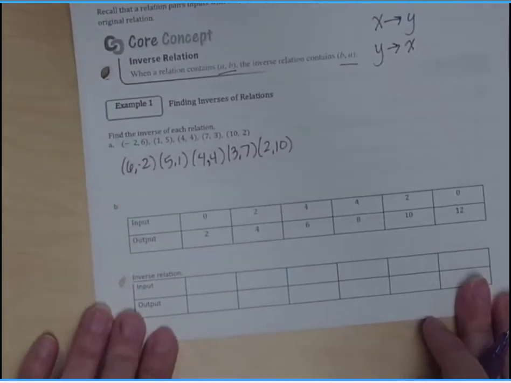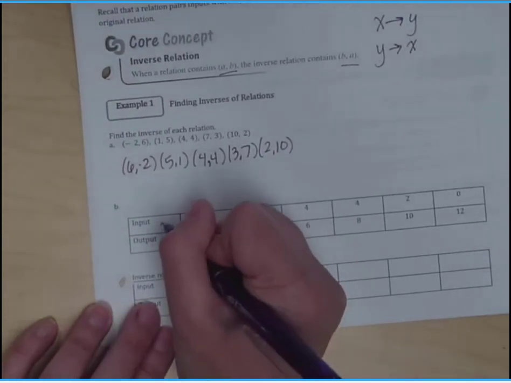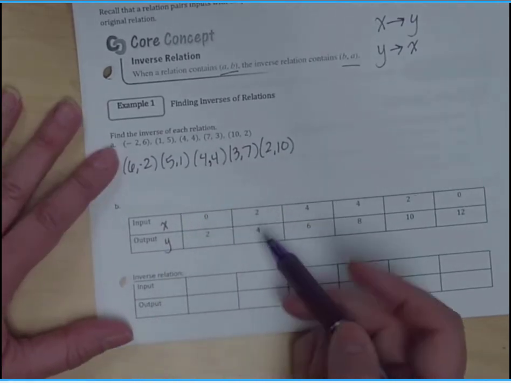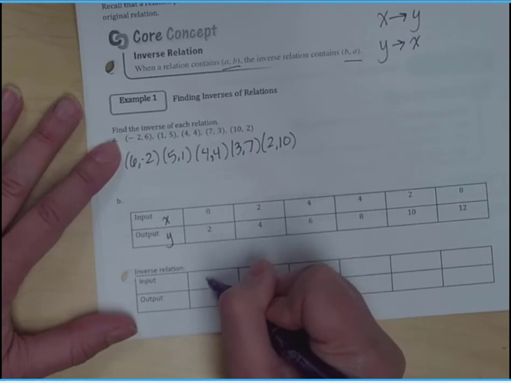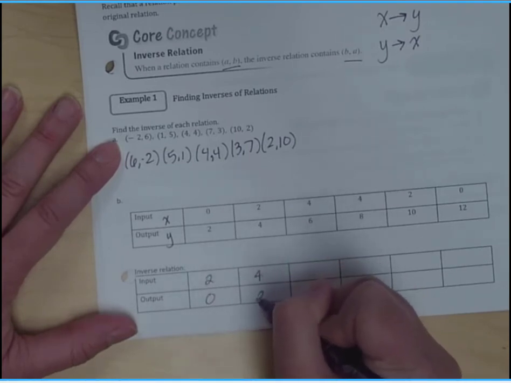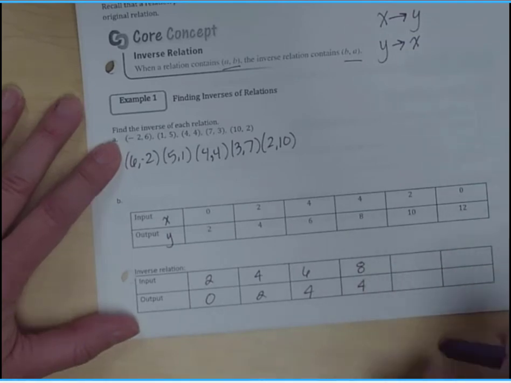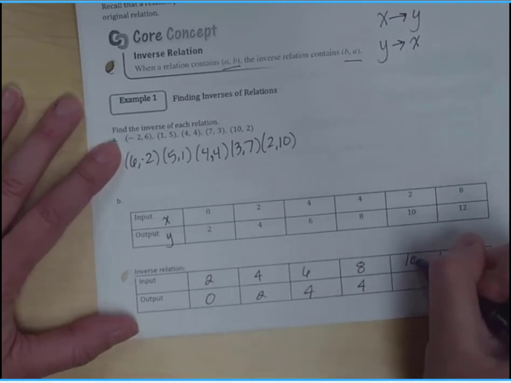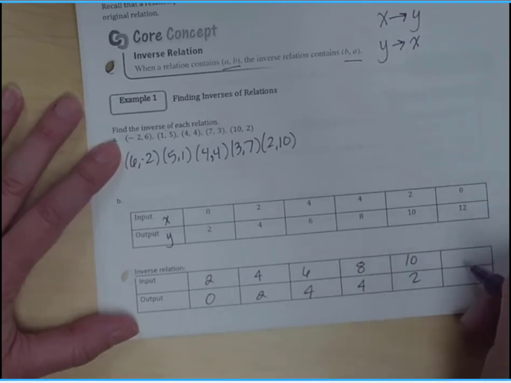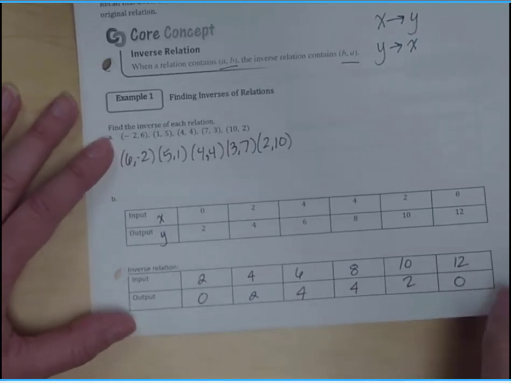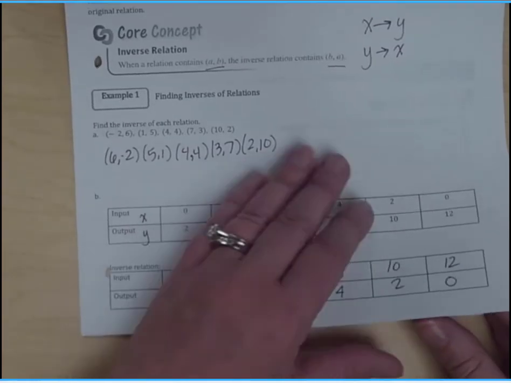Now, if I take a look at the chart, remember my input is x, my output is y. So all we're going to do is swap these. So my inverse relation would be (2, 0), (4, 2), (6, 4), (8, 4), (10, 2), and (12, 0). So we're just swapping the x and y values here.